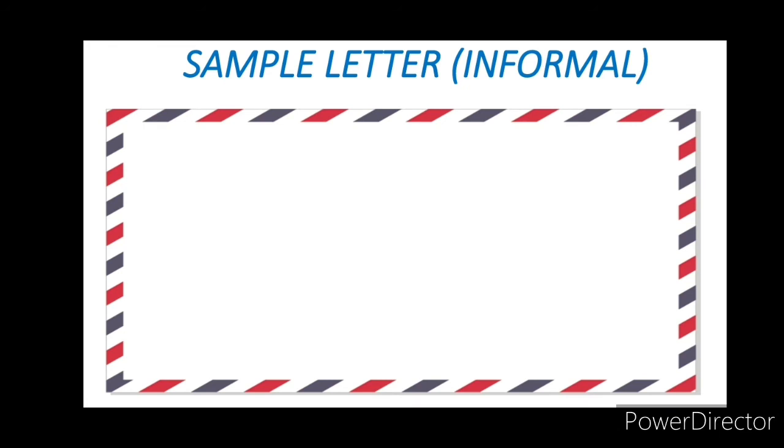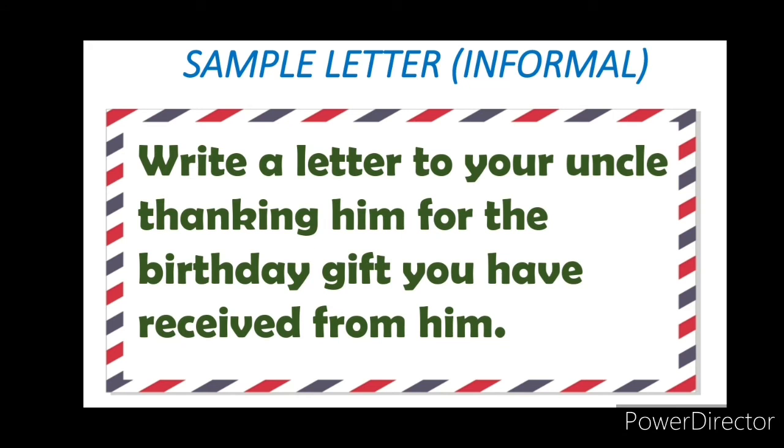Now, we will be practicing a sample informal letter. Write a letter to your uncle thanking him for the birthday gift you have received from him. First, we have to write the sender's address. Here, 411 Shalimar Nagar, Jaipur 302003. The sender's address includes a house number, street or area, the state and its PIN code. You may also mention the country's name.